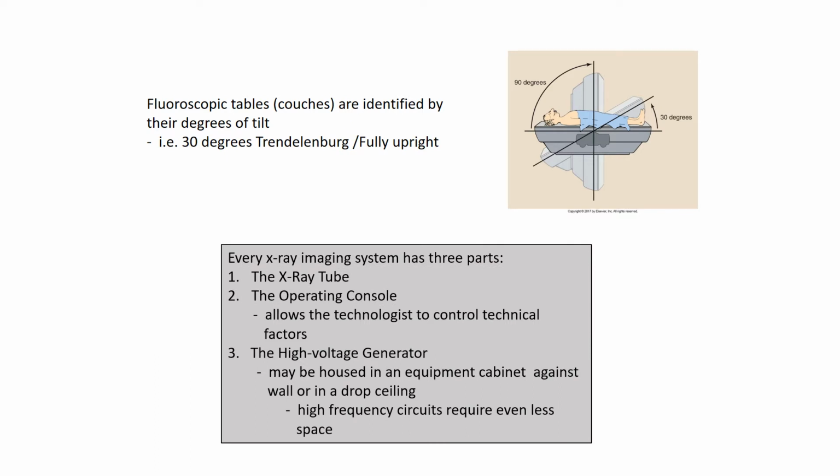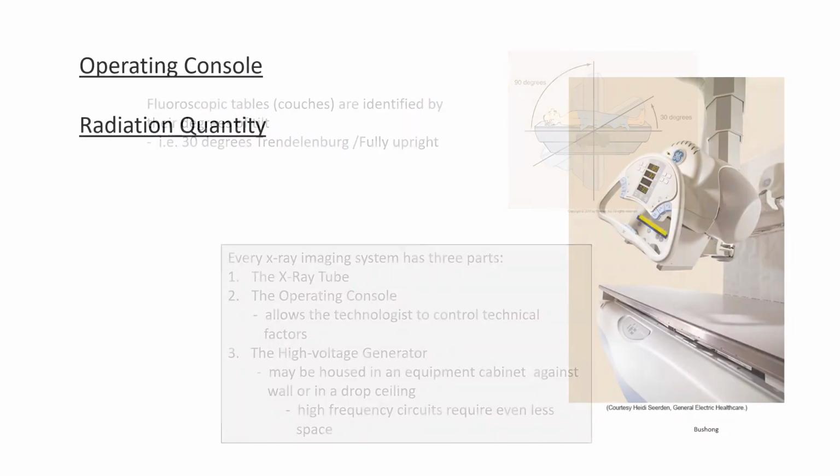Every X-ray imaging system has three parts. We have the X-ray tube, the operating console, which is where you stand and which allows the technologist to control technical factors, and the high voltage generator, which could be housed in an equipment cabinet against a wall or in a drop ceiling. Most of the time today, because we use high frequency circuitry, it's a lot smaller and takes up less space. We can put it up into the drop ceiling, which gives you more room in the X-ray room itself.